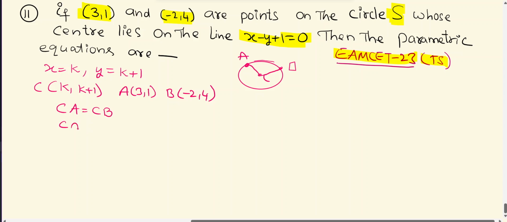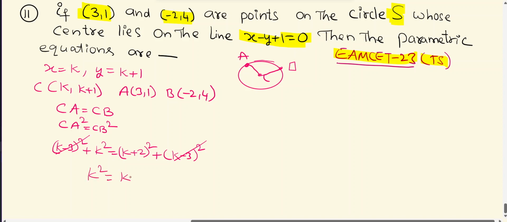Squaring on both sides, CA square is equal to CB square. CA square is (k minus 3) whole square, and CB square is (k plus 1 minus 1) whole square, which is k square. So CB square is (k plus 2) whole square plus (k plus 1 minus 4), which is (k minus 3) whole square. On both sides (k minus 3) whole square cancels. That is, k square is equal to k square plus 4k plus 4.